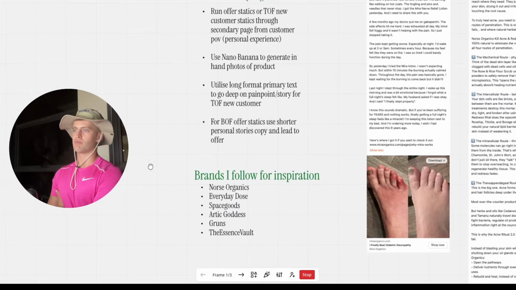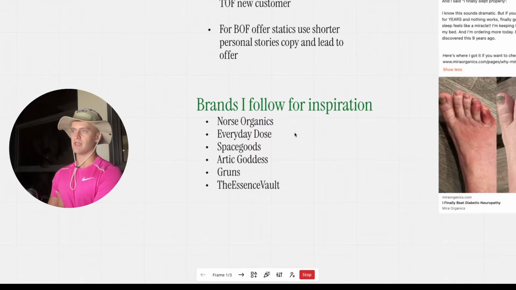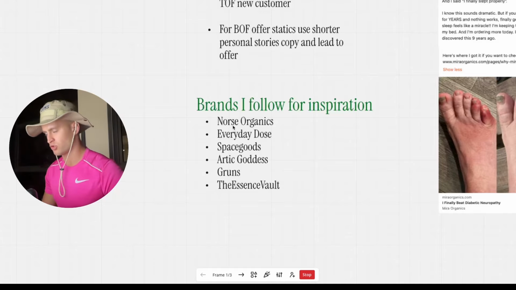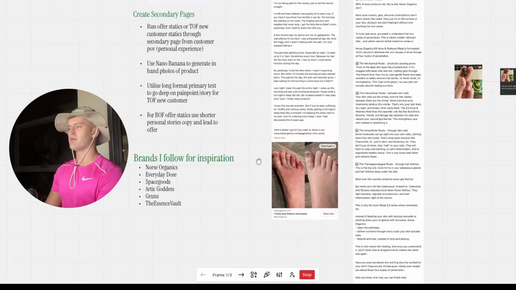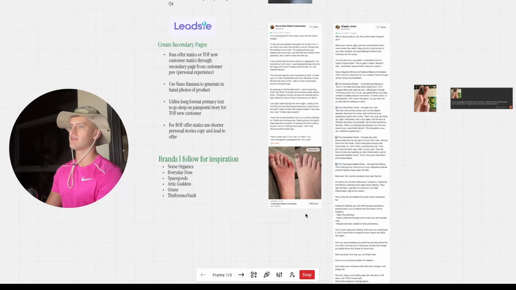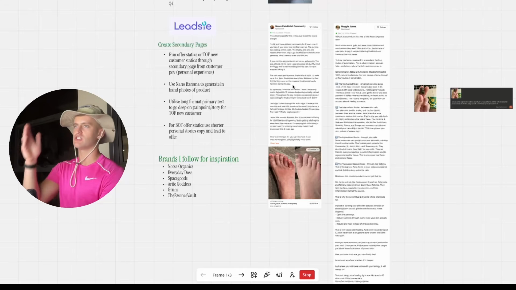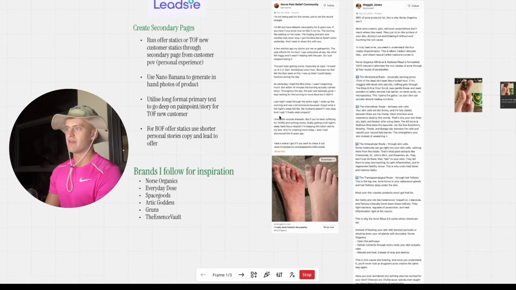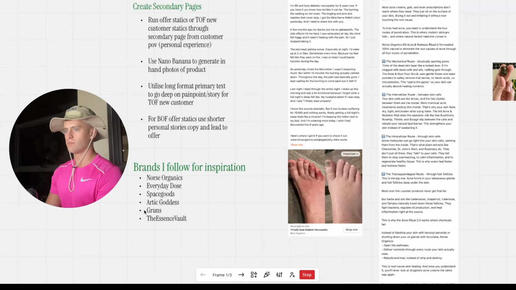And then finally, just brands I follow for inspiration are Norse Organics, Everyday Dose, Space Goods, Arctic Goddess, Gruns, and Essence Vault. These are different in different ways, I suppose. So Norse Organics is a brand I really like to look at for top of funnel stuff. Like, how do they get cold traffic looking at an image like this with primary text like this to a landing page to then convert on a product? They're a brand that I like to closely study just for that reason alone.